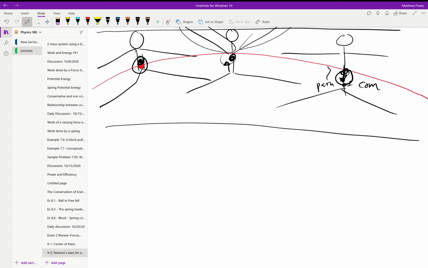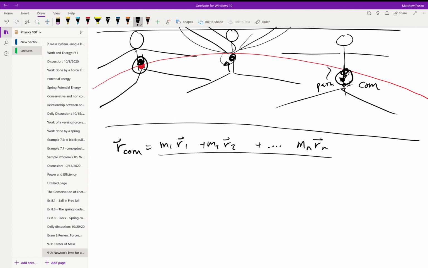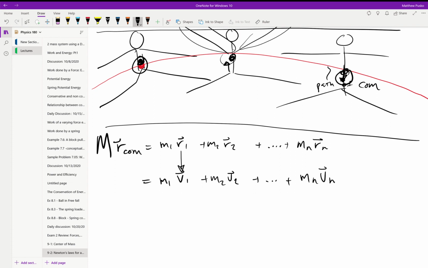Okay, so we had the fact that we could write the vector of a center of mass as m1 r1 plus m2 r2 plus dot dot dot all the way out to mn rn. And if you remember, that was all divided by the combined mass. Let's throw this on this side over here like that, and I'm going to take derivatives. Taking a derivative of the position vector is going to give me velocity, so I'll get m1 v1 plus m2 v2 plus dot dot dot plus mn vn.